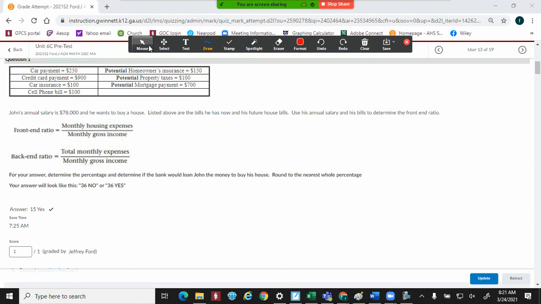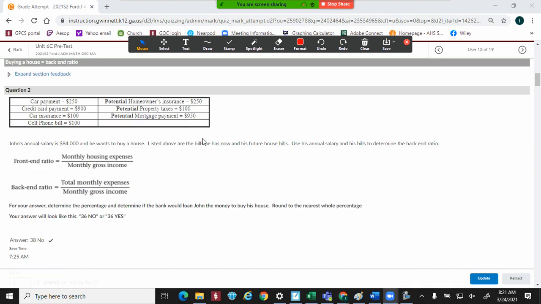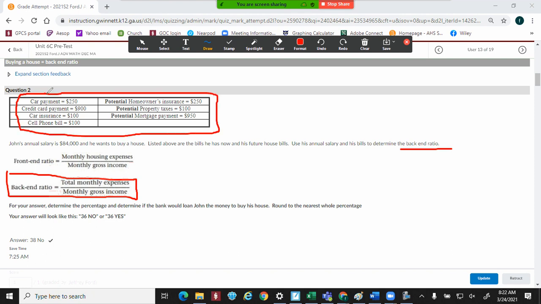All right. So now for this next question, we talk about the back end ratio. The back end ratio is very similar to the front end ratio, except the only difference is now you are going to use the total monthly expenses. That means all of it. So I'm going to add everything from here. When I add everything up, 250 car payment plus 900, and so on, I get a grand total of 2650 in all expenses.